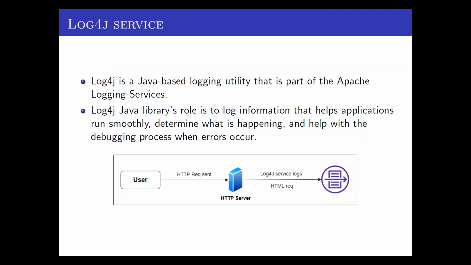And detecting log4j. First we have to think about what log4j is. Log4j is a Java-based logging utility that is one of the parts of Apache logging services. It logs every activity of an application, so that it can run smoothly and determine what's happening, and also helps with the debugging process when a vulnerability, issue or errors occur.